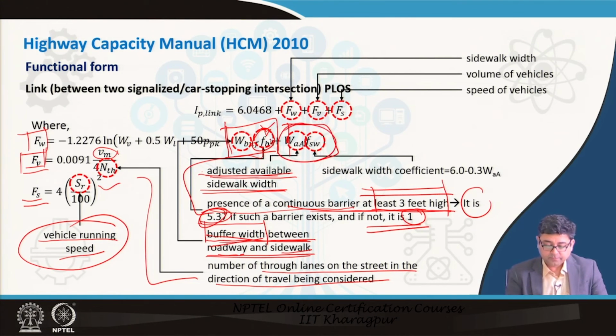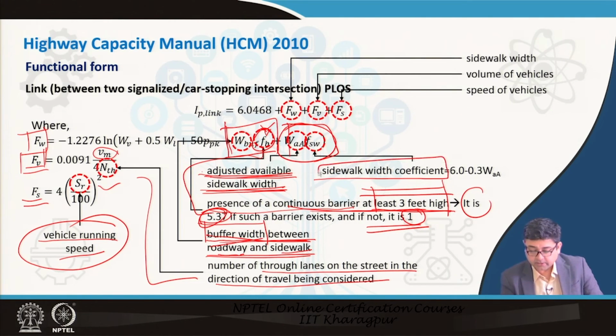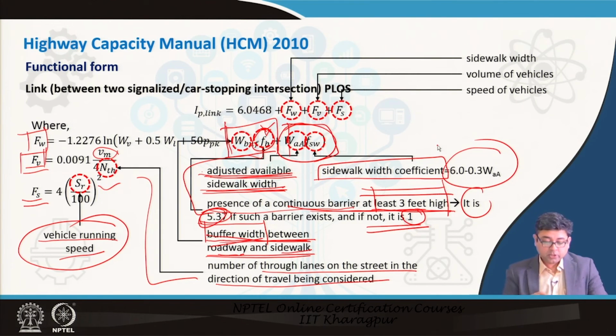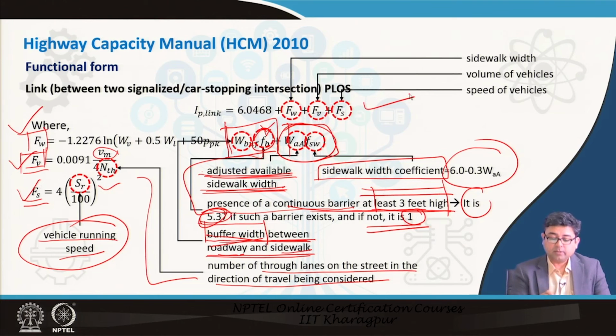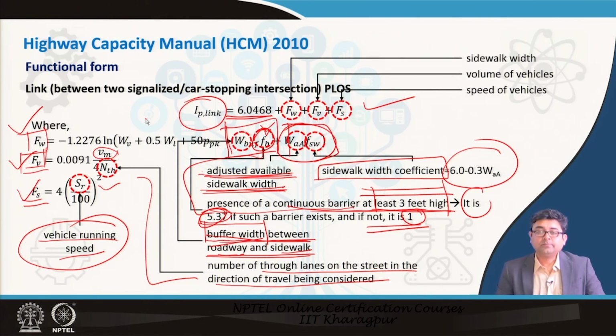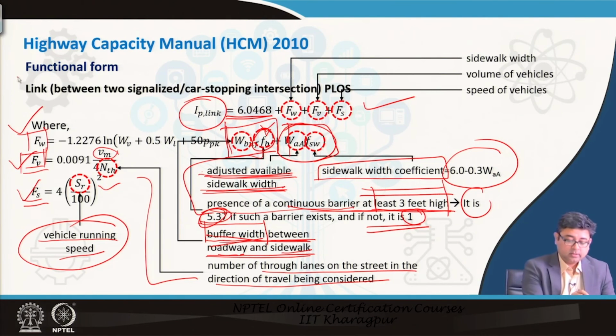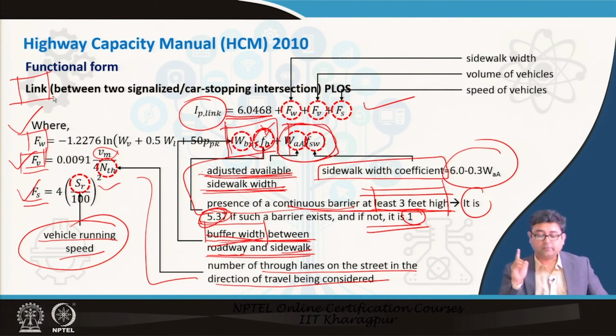Finally, the last term is the adjusted available sidewalk width. We will let you know what the adjusted versus the available sidewalk width is. Along with the adjusted width, you have a sidewalk width coefficient that you have to multiply this with, which is given by the simple formula of this. So, once you calculate FW, FV and FS, you just plug them into this formula, add the constant, and you will get the PLOS of the link. Remember, we are talking about the PLOS score of the link.